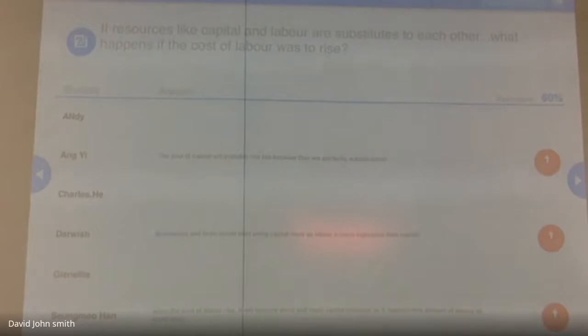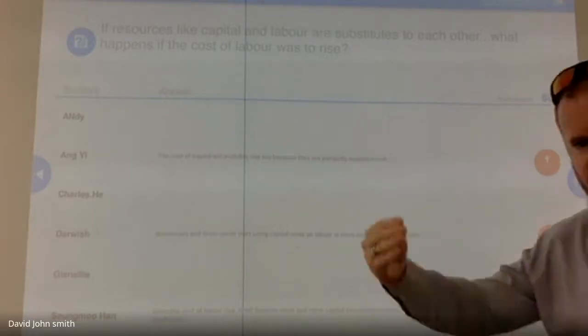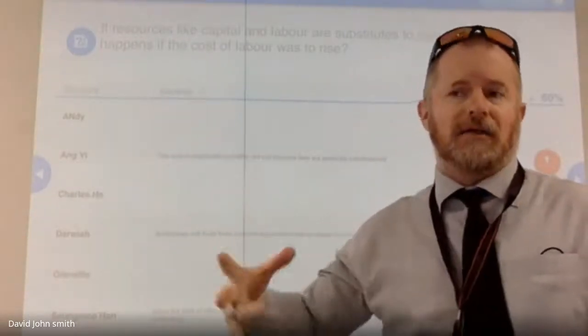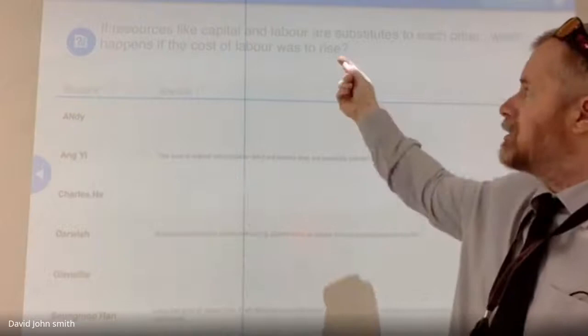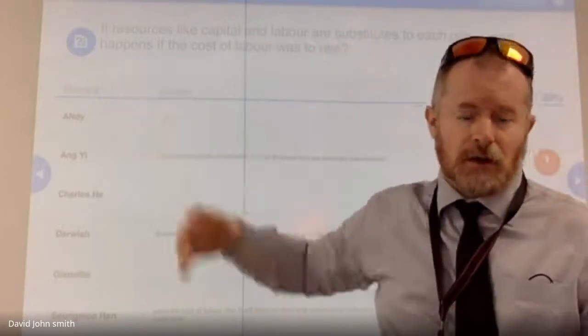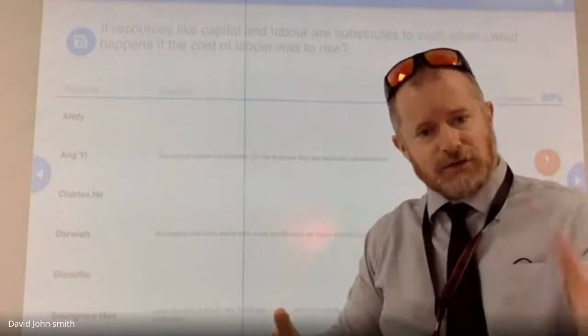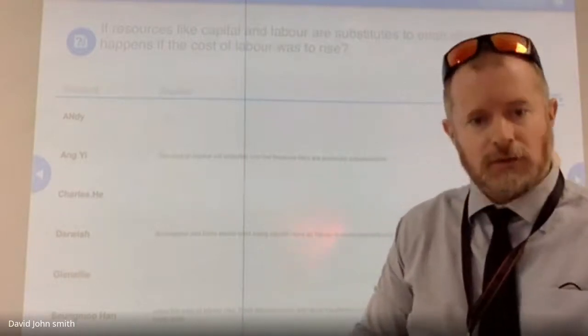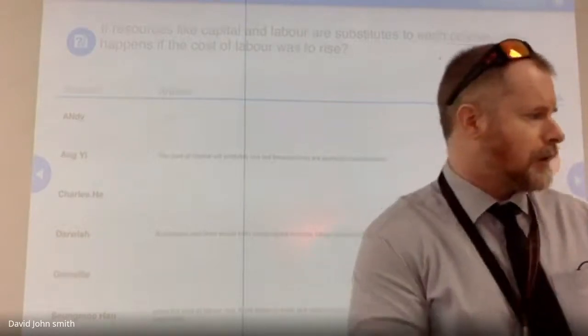But we want to make sure, again, that we're answering the question set. So yes, you are right that there is, because there's now more demand for capital, it could actually push the price of capital up. But the idea here is that because the cost of labour has risen, then because they're substitutable, right, you're going to substitute away from labour and to capital. Okay. Oh, I get it now.